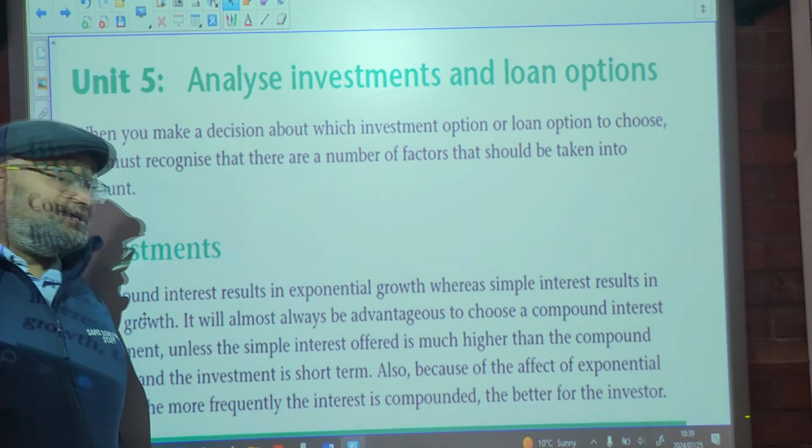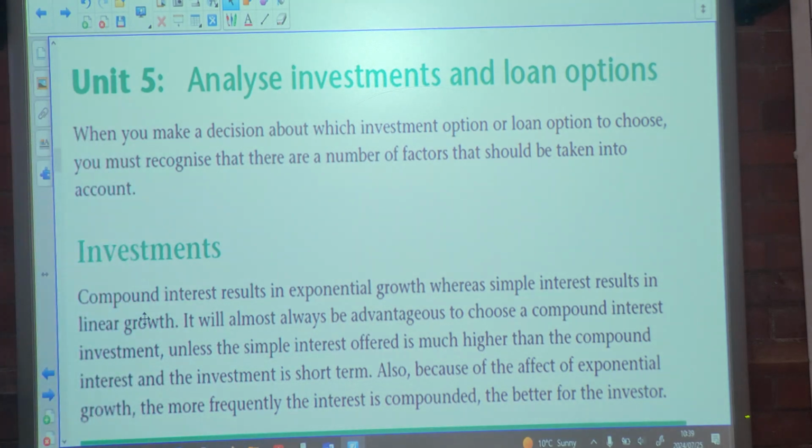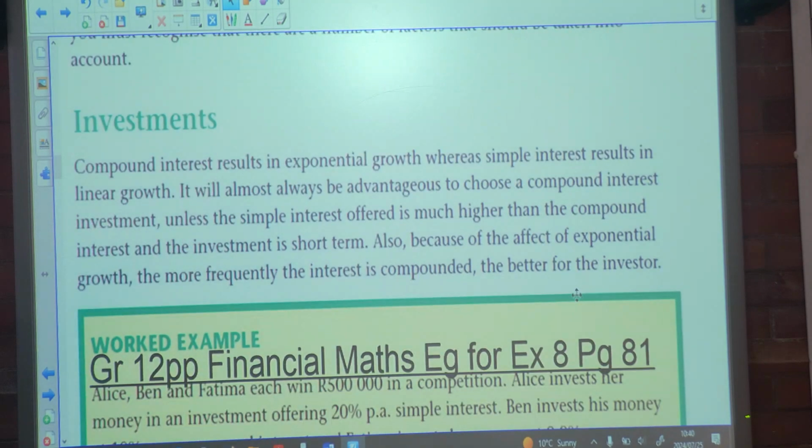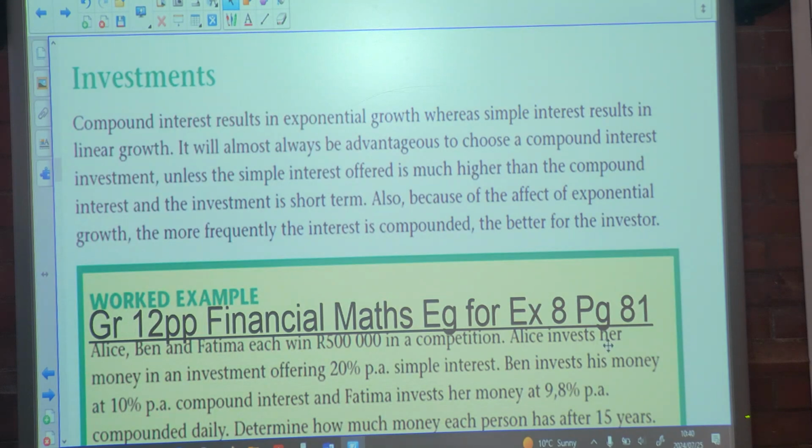for investments, if you're investing money or a lump sum into an account, between different options we want to get the most interest out. Whereas if it's a loan, we would want to pay the least interest. So for investment, we look at where the return is higher, while for a payment we look where the interest is lower. Compound interest results in exponential growth, whereas simple interest results in linear growth.